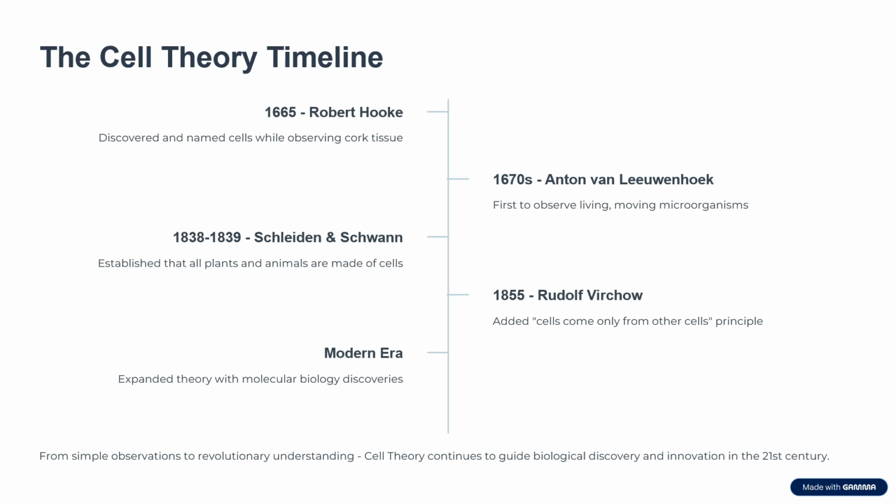Okay, let's revise the cell theory. So, who discovered the cell? Sir Robert Hooke. He discovered the dead cell. Sir Anton van Leeuwenhoek discovered the living cell. In cell theory, Sir Schleiden and Schwann said that plants and animals are made up of cells. Sir Virchow said cells come only from other cells. Then the modern era expanded the theory with molecular biology discoveries. New discoveries were made by the use of the cell theory.